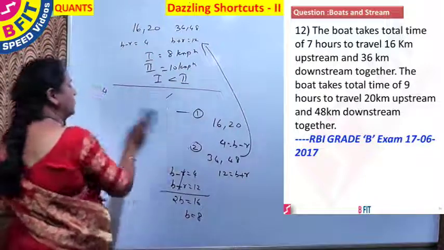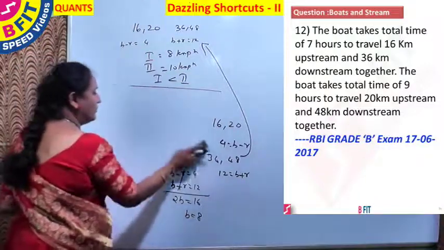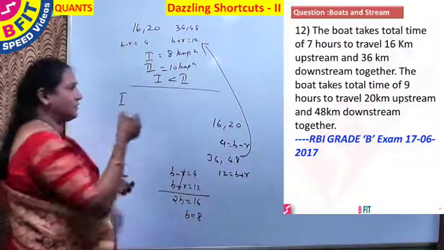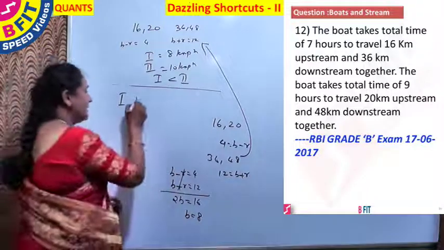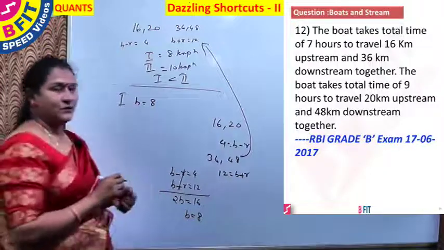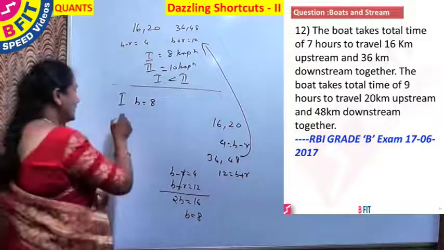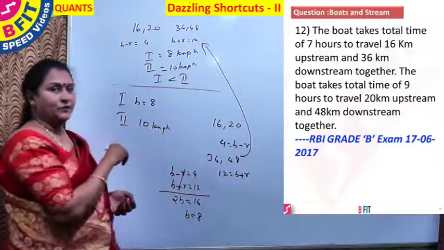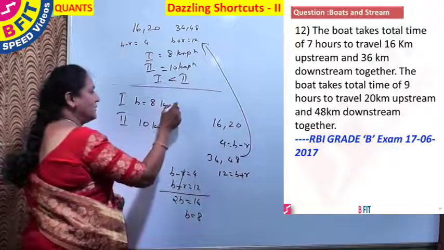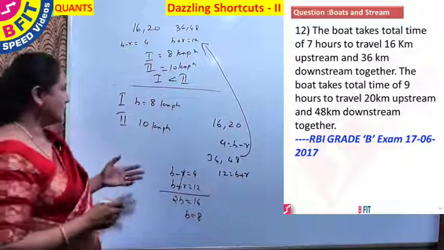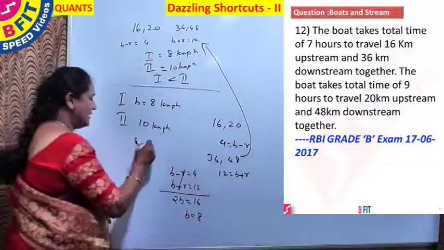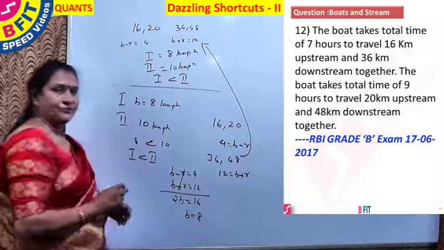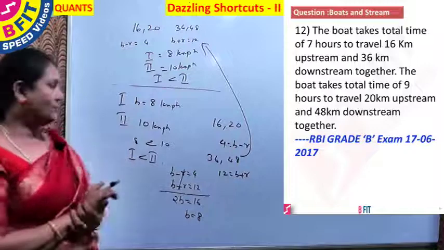And now we need to compare which is higher, quantity 1 or 2. And what is quantity 1? Quantity 1 is the speed of the boat, which we have got as 8. So b equals 8. And what is quantity 2? It is an absolute value, which they have given as 10 km per hour. So this is 8 km per hour. And now you can go for the option: as 8 is less than 10, quantity 1 is less than quantity 2. So the answer is quantity 1 is less than quantity 2.